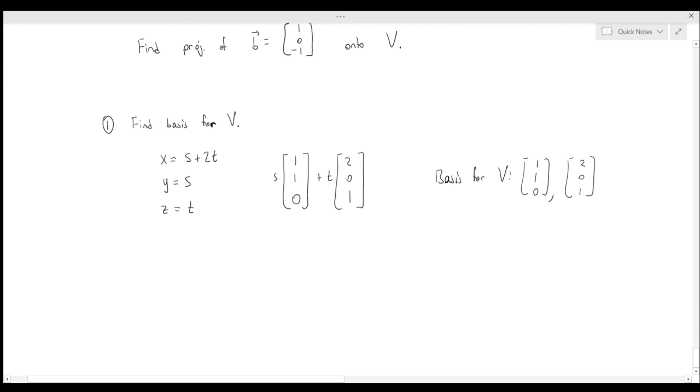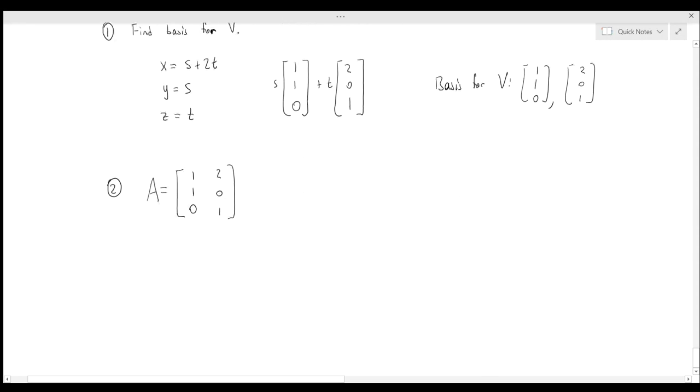All right, great. Now that we have a basis for V, we're going to put them into a matrix A as columns. And now that we have this matrix A, we can compute the projection of vector B onto the plane V as being equal to all of this, okay? So now we just have to do a good deal of computation to get the projection vector, okay?